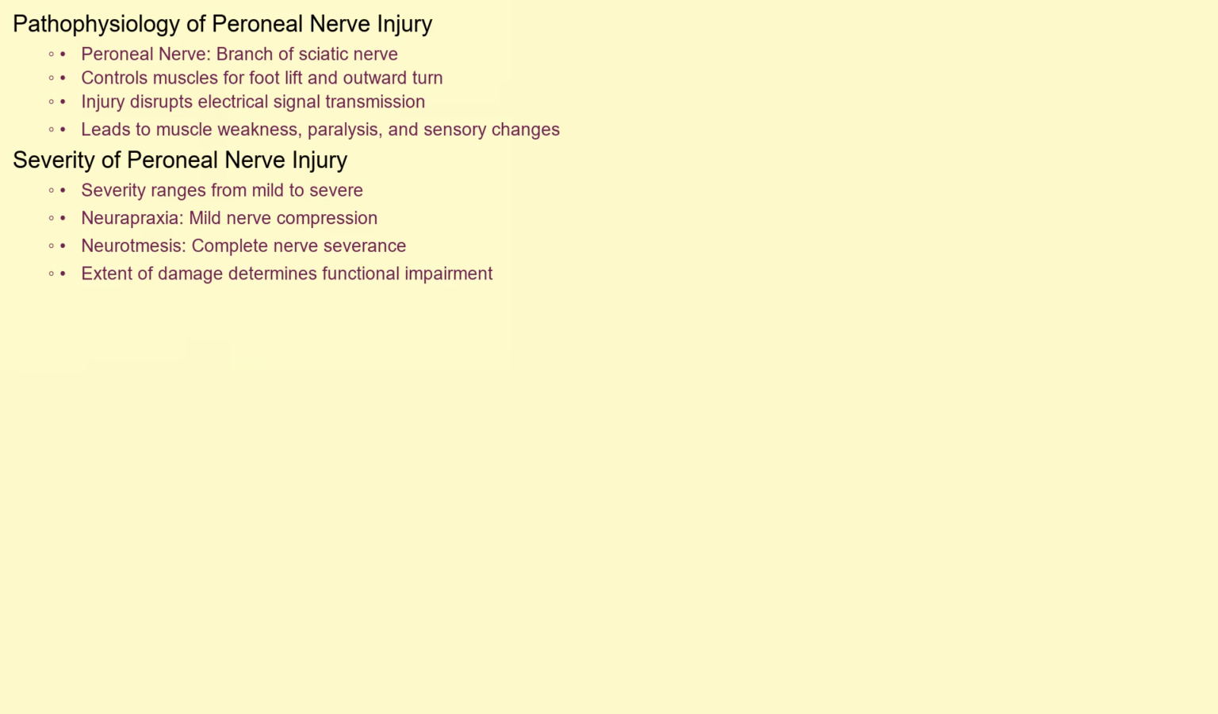Now, let's delve into the pathophysiology, or what's happening inside the body when the nerve is injured. The peroneal nerve, a branch of the sciatic nerve, controls muscles that lift the foot and turn it outward. When the nerve is damaged, these muscles can't function properly. The injury disrupts the nerve's ability to transmit electrical signals, leading to muscle weakness, paralysis, and sensory changes. The severity of the injury can range from mild nerve compression, called neuropraxia, to complete nerve severance, called neurotmesis. The extent of damage determines the degree of functional impairment.